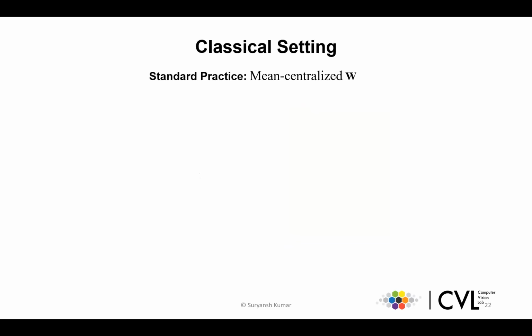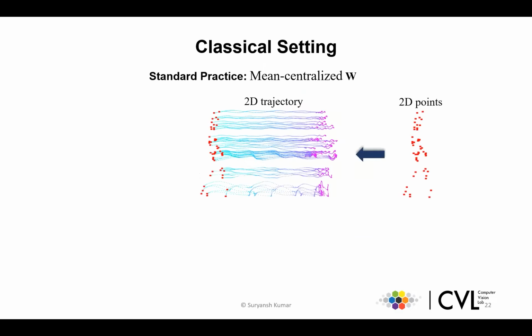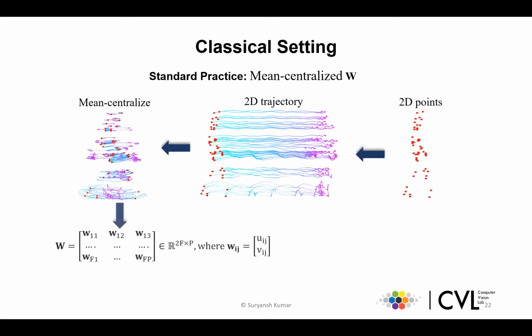Now, one standard practice is that because translation is extremely hard to solve, you basically mean-centralize this matrix. Intuitively, remember the trajectory I told you about: if you track these points, you basically remove the translation component. It's still in the image space. And then you end up with a measurement matrix on which we're going to operate.